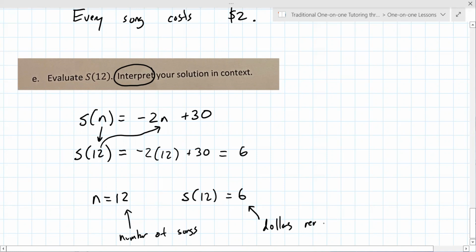Can you write a sentence, or just for now verbally say it? You have to include these two numbers. It usually goes like, after blank, then blank. Yes, after purchasing 12 songs, $6 remain in the account.